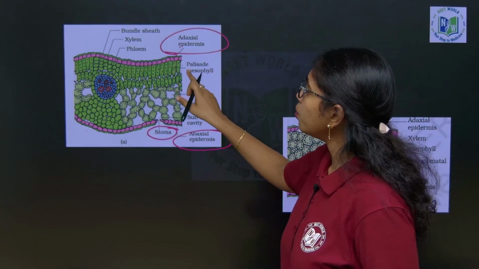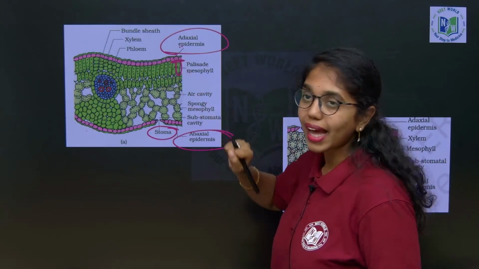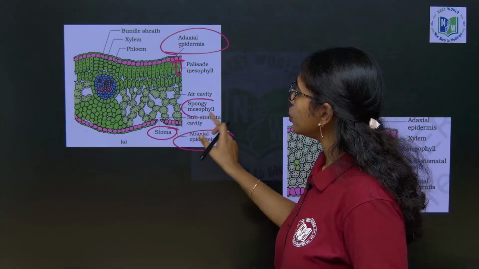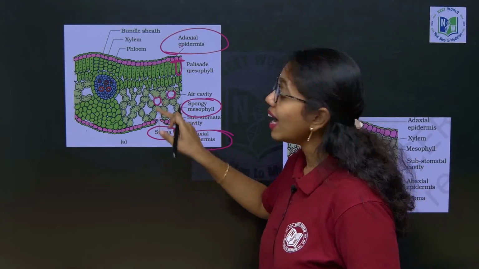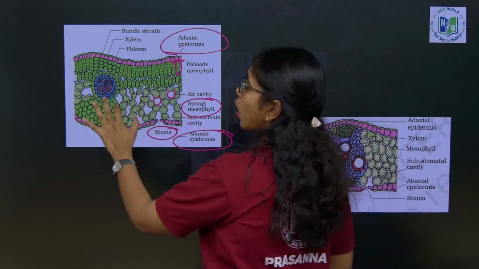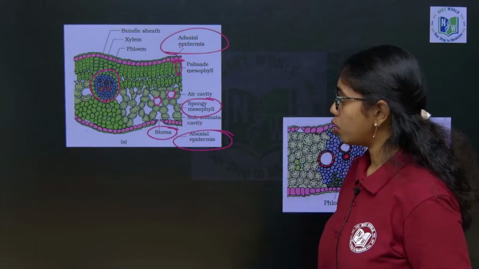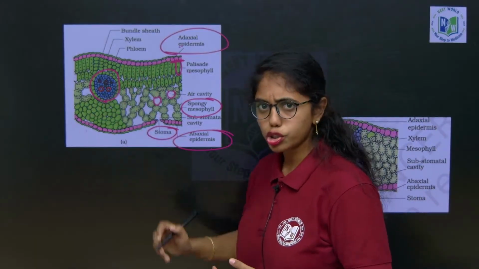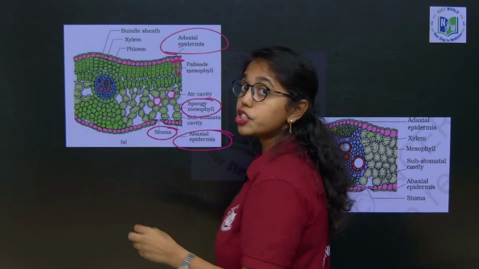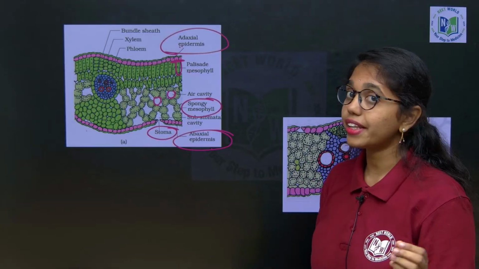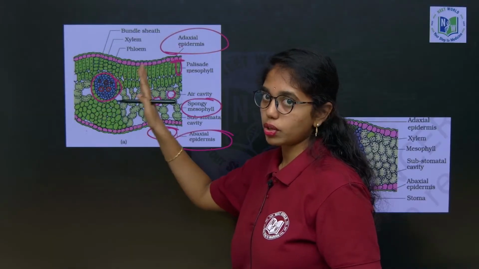And here you can see two types of mesophyll cells. One is palisade parenchyma, which is perpendicular to the adaxial epidermis. Next is spongy mesophyll tissue or spongy parenchyma. In between you can clearly observe the air cavities. Inside the spongy mesophyll you can see the vascular bundles also, which are again conjoint and closed. These vascular bundles are covered by bundle sheath cells whose cell walls are very thick and there are no intercellular spaces.